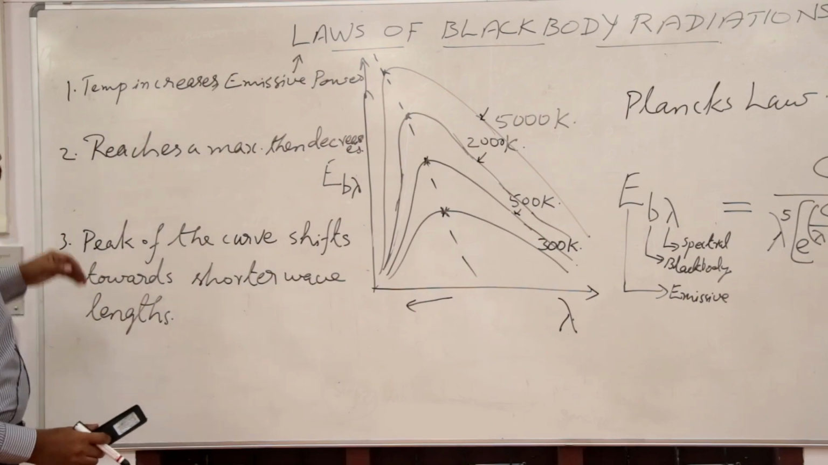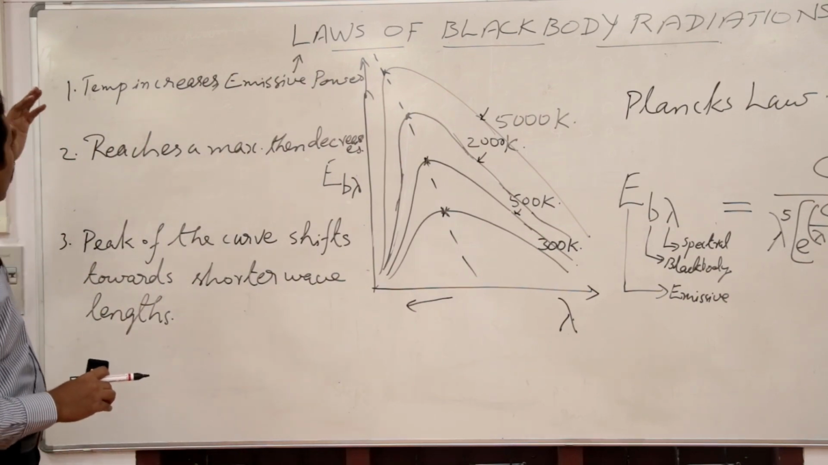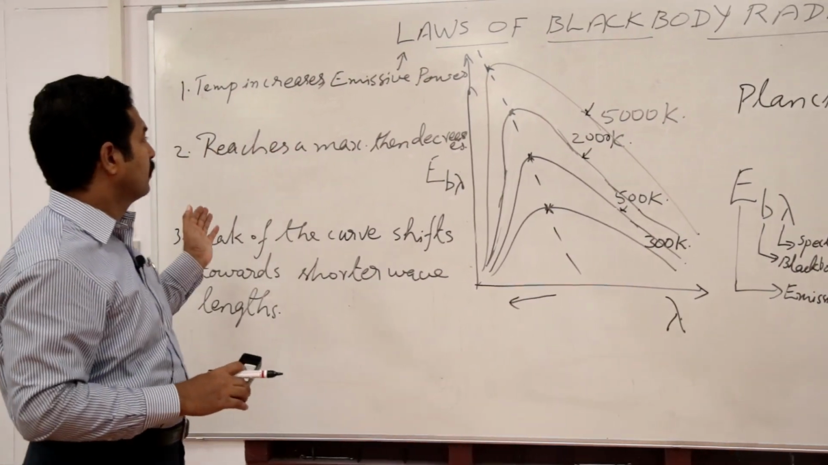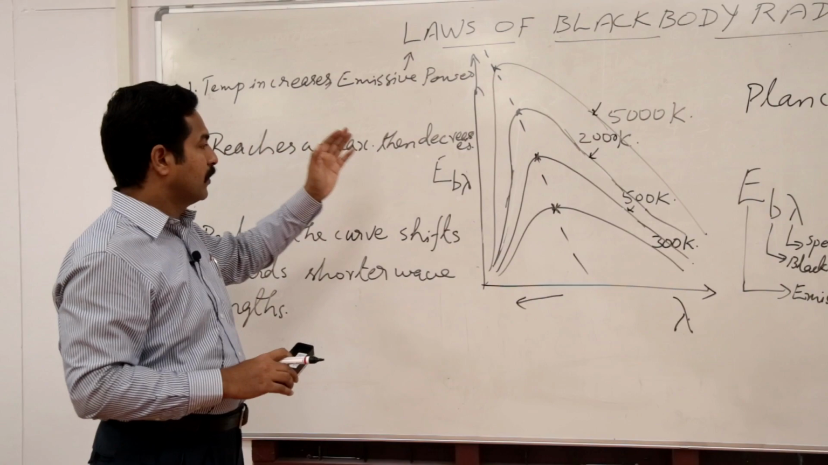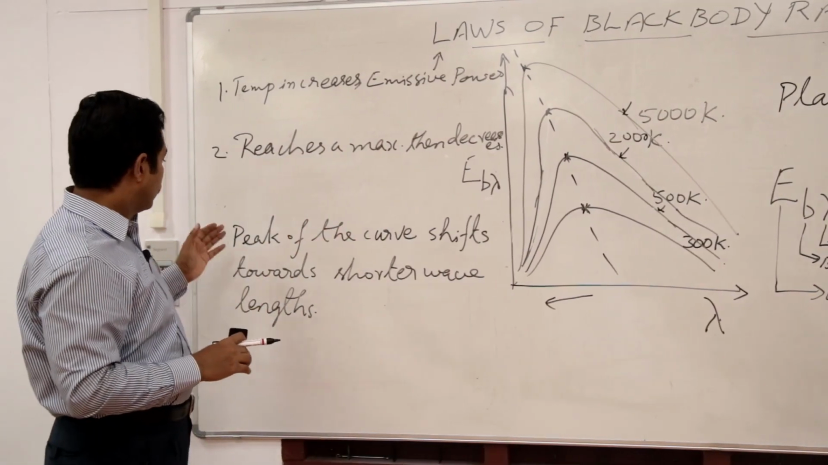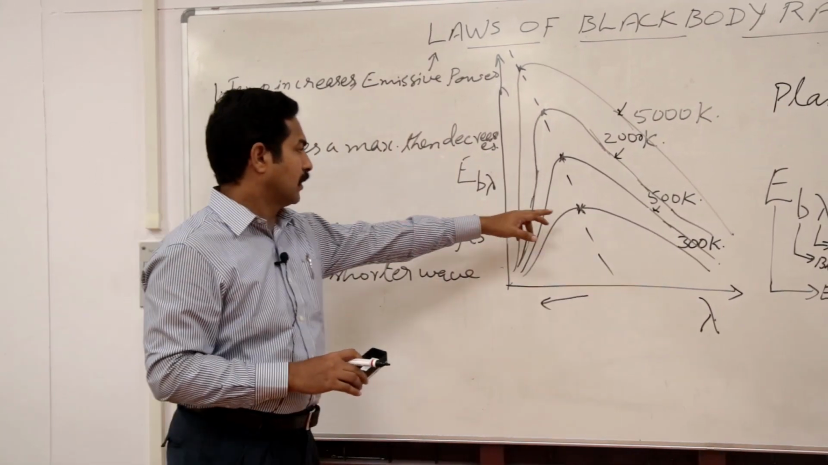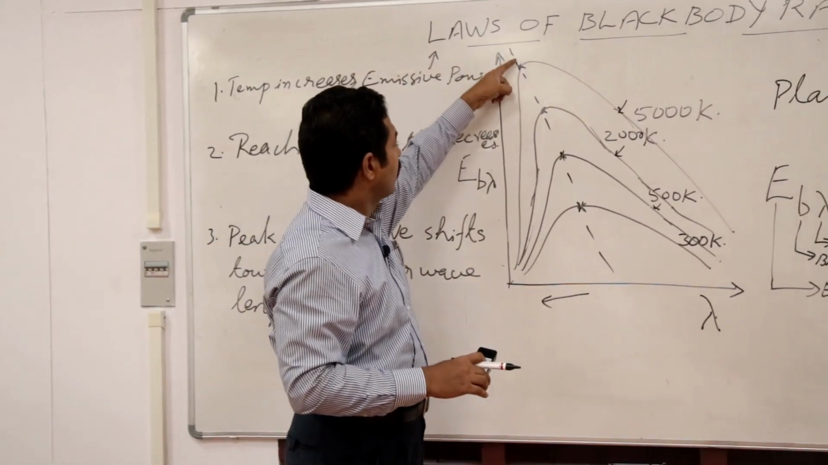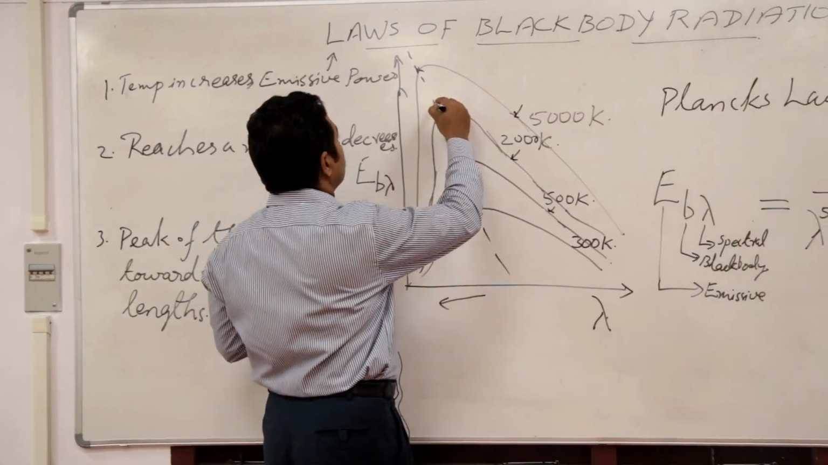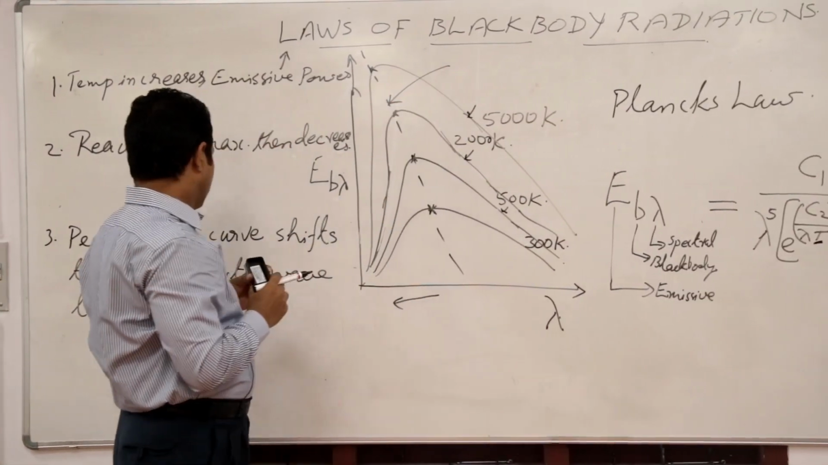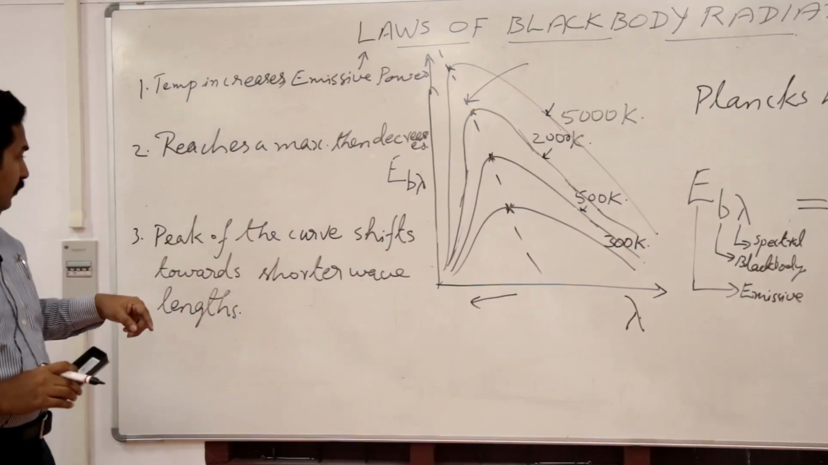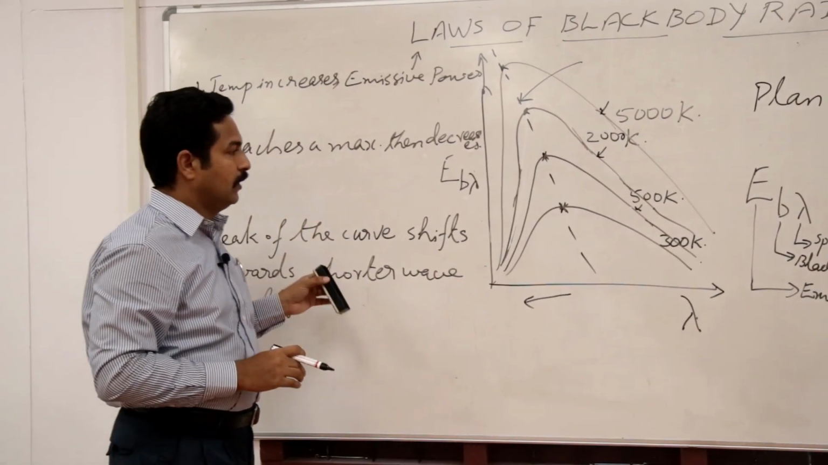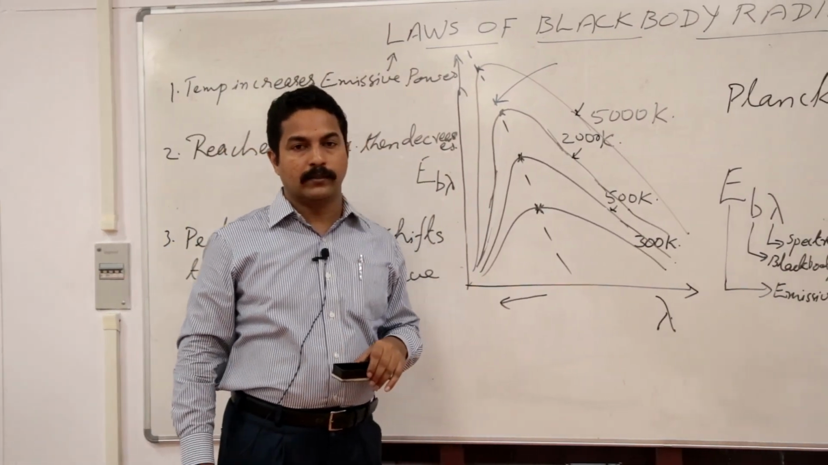So these are the observations. As the temperature increases, the emissive power also increases. The curve reaches a maximum, then decreases. Then the peak of the curve, the line connecting the peaks of these curves, shifts towards shorter wavelengths.